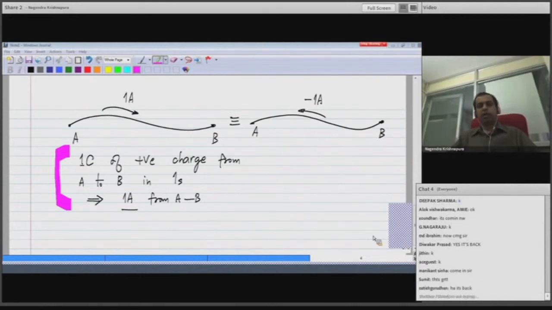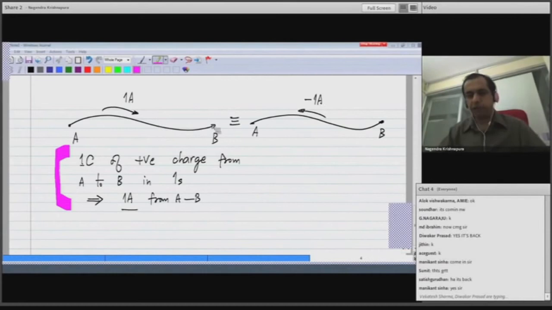Now, for you to interpret these results correctly, you should become very familiar with the convention. What I want to emphasize is that just because I have drawn an arrow from B to A doesn't mean that current is actually flowing in that direction. It could be the negative of that also. The value could come out either positive or negative.